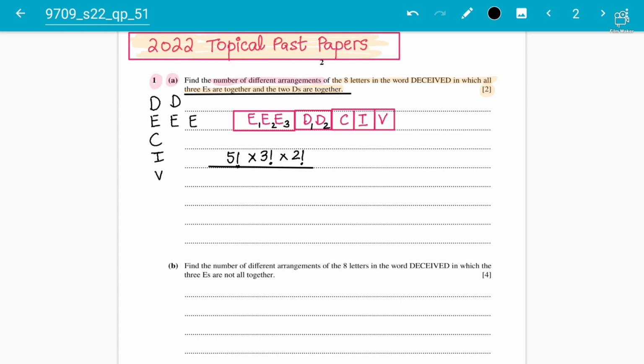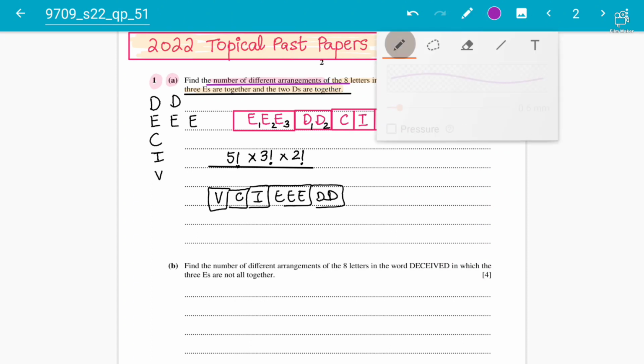Students, hope everyone is getting the first part, that 5 factorial is for them. Anyone can put V first, C second, I third, then the E's, and then the 2 D's. So a lot of possible ways are there, a lot of arrangements are possible, because we are talking about arrangements, that is permutations. So hope students get this.